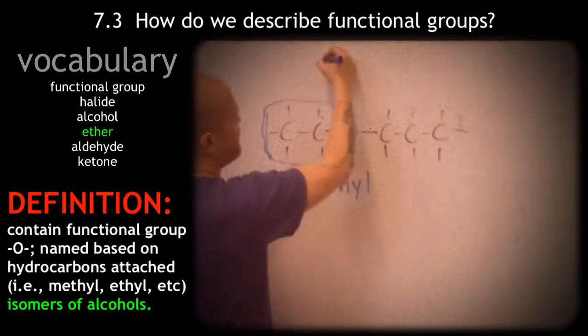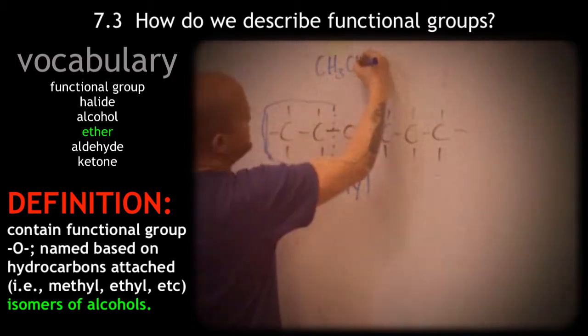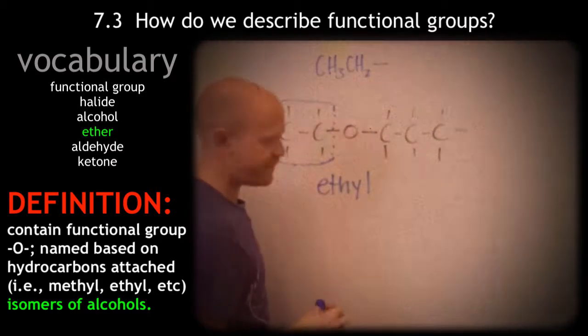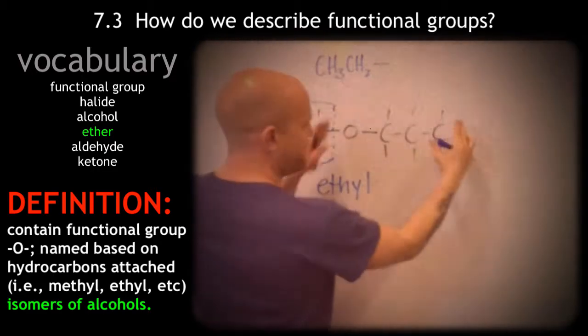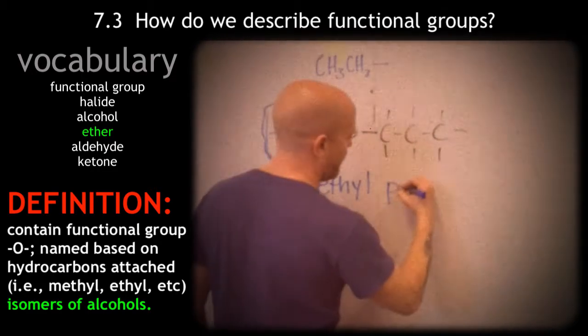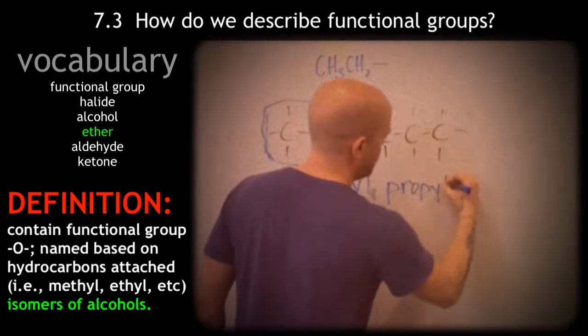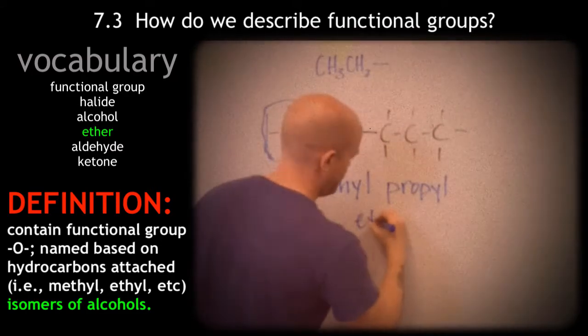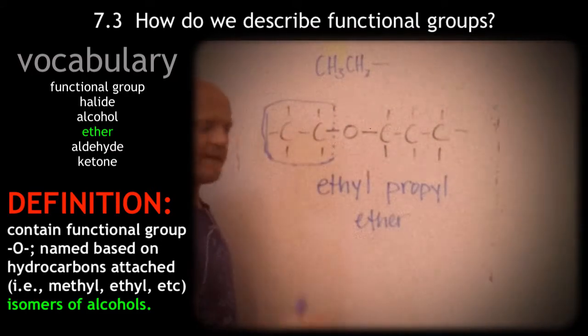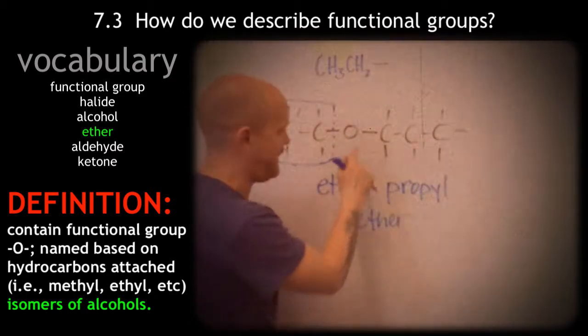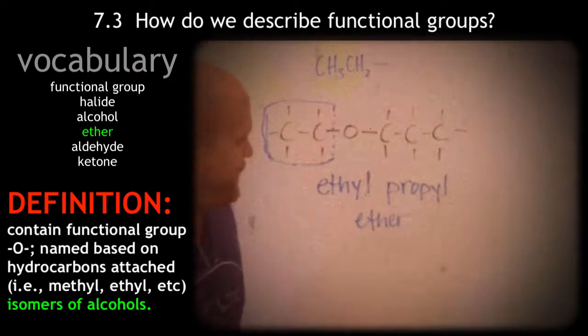So this is actually an ethyl group, a CH3CH2 ethyl group. So it is an ethyl, and this is 3, so it's going to have the YL ending. Propyl. Ethyl propyl ether. Ether because it's an oxygen in the middle.